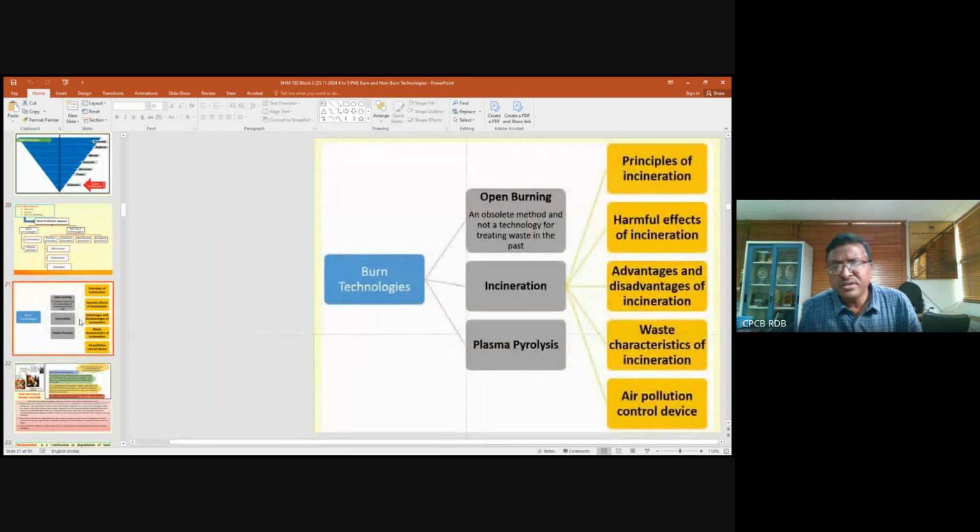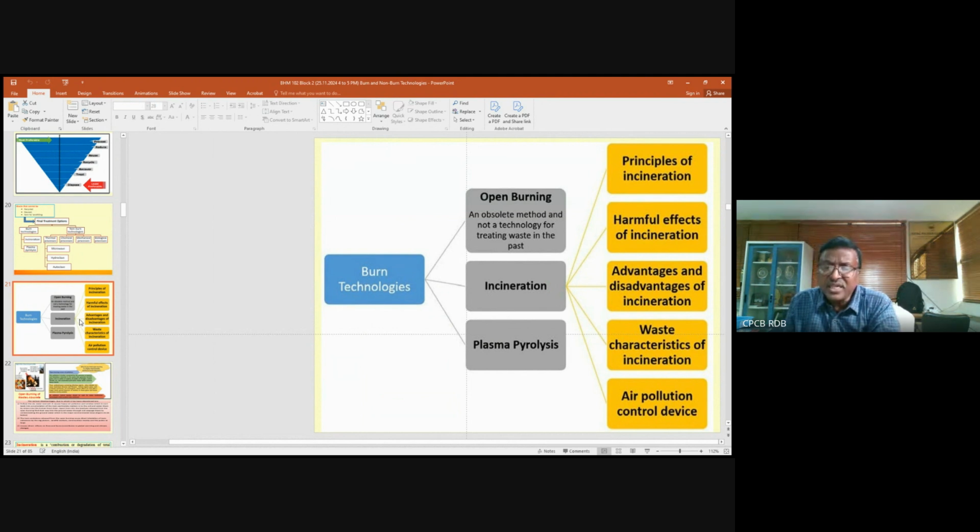In case of burn technologies, the types of methods are open burning, incineration, and plasma pyrolysis. Open burning is a very old and outdated technology, and it is an obsolete method, and presently it is not at all allowed for the treatment of biomedical waste. Whereas incineration and plasma pyrolysis are encouraged, and these are the notified technologies as part of burn technology.